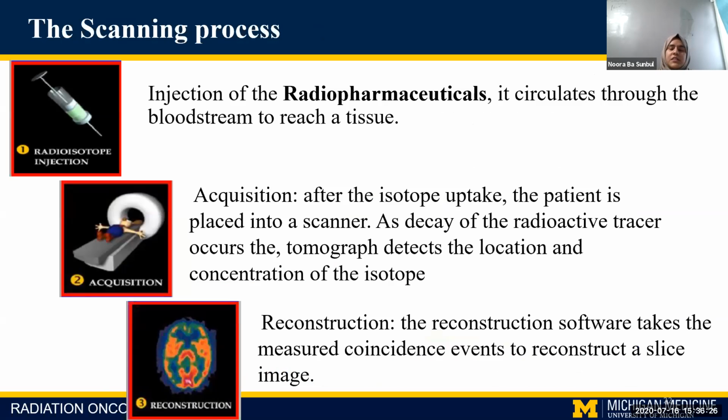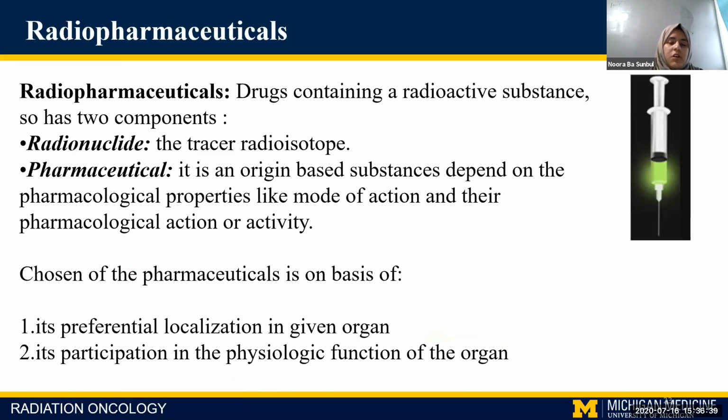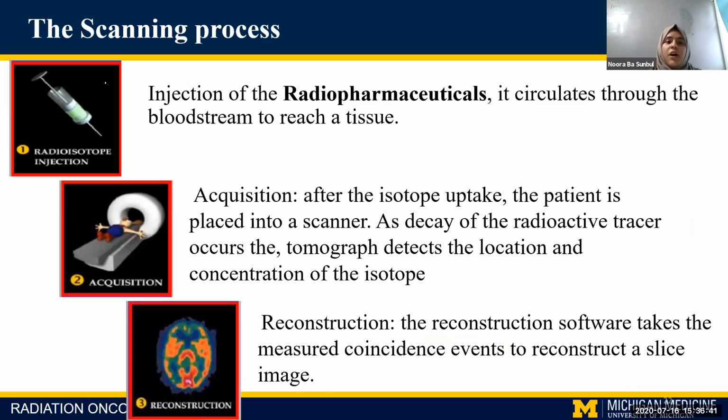So the scanning process in nuclear medicine is different, and the first difference is the material that's used for scanning. In this case, you are not using an external beam of radiation, rather you are injecting radiopharmaceuticals or drugs inside the body of the patient, so it circulates throughout the bloodstream to reach the tissue you are interested in imaging.